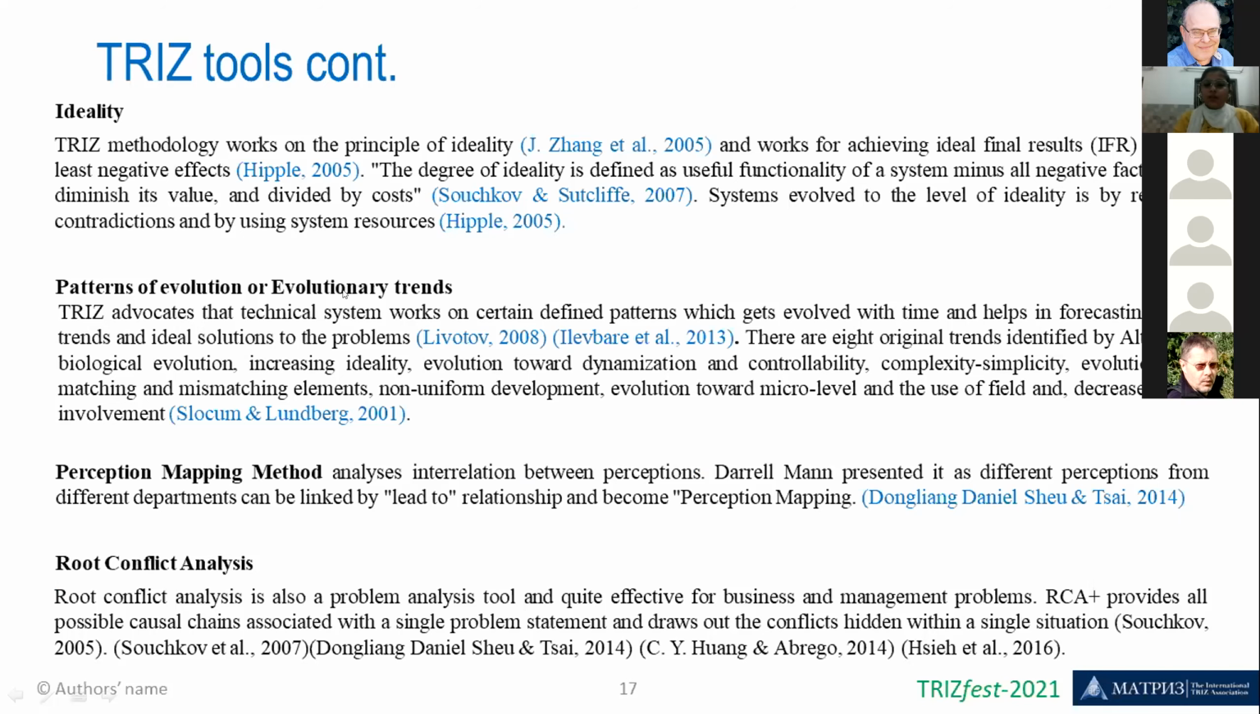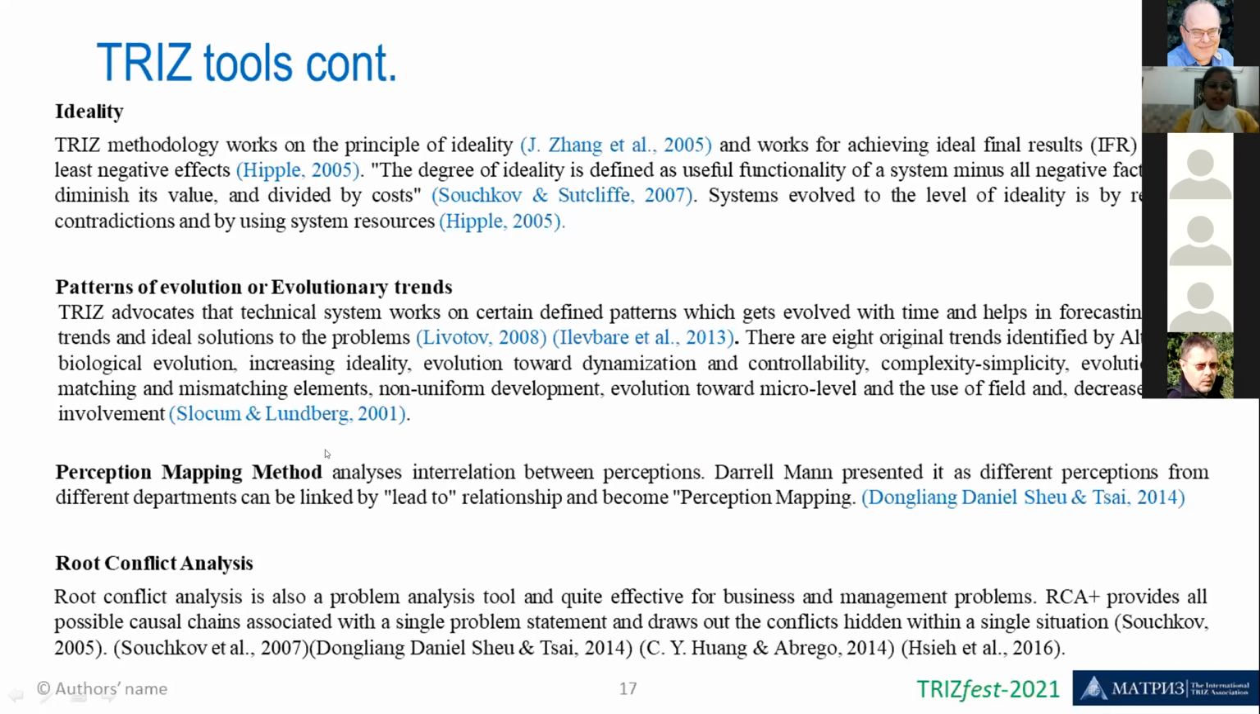Then the patterns of evolutionary trends. There are 8 original trends identified by Altshuller: biological evolution, increasing ideality, evolution towards dynamization and controllability, complexity, simplicity, evolution with matching and mismatching elements, non-uniform development, evolution towards micro level, and the use of fields and decreased human involvement.